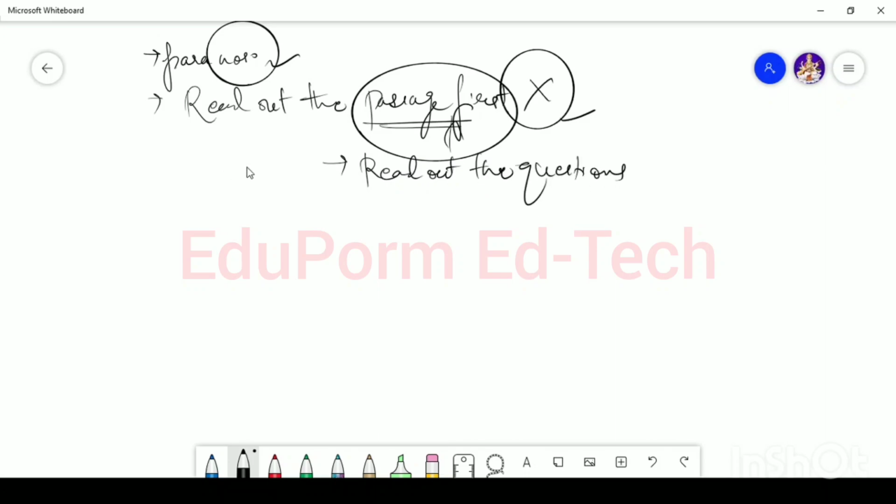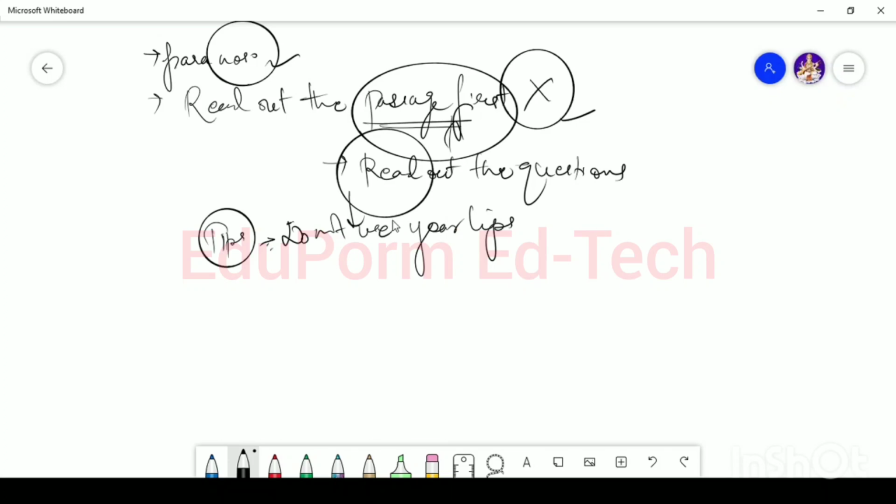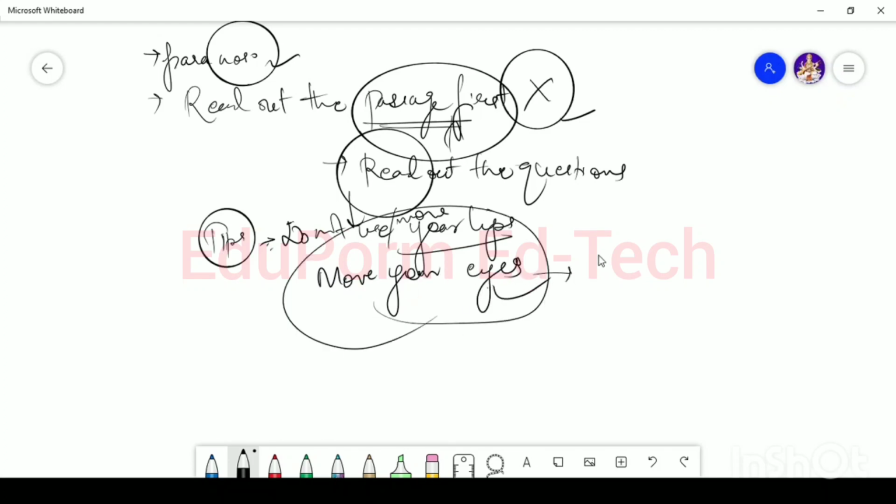But now how will you read? What are the tips for reading? Do not use your lips. Using your lips means moving your lips while reading. Just focus on moving your eyes. So what happens when you move your eyes? You waste less time.